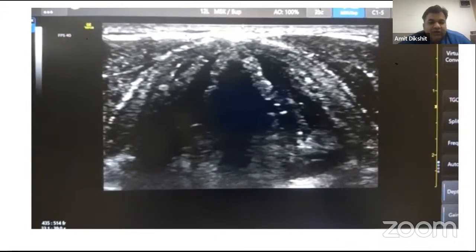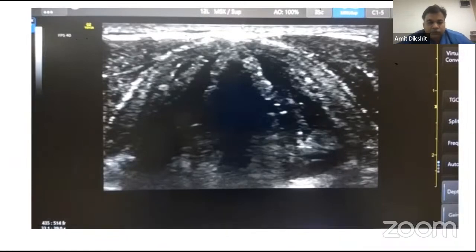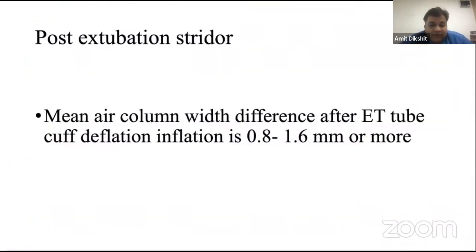So I think we can be more scientific and objective, and we can store these images, and we can show it to our relatives and surgeon also. So after Bailey's maneuver, you can pick this up very well. Post-extubation stridor is another important area. Some of us do have ICU or HDU, or post-surgical, we extubate on the second day.